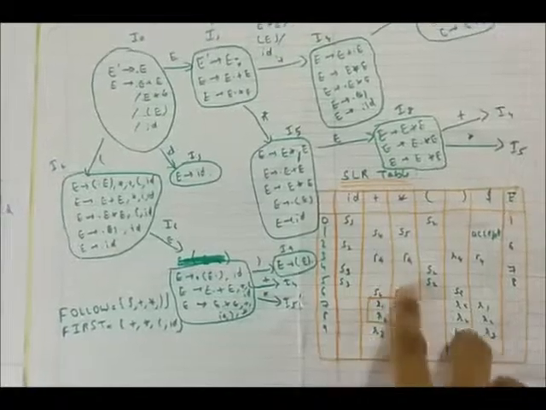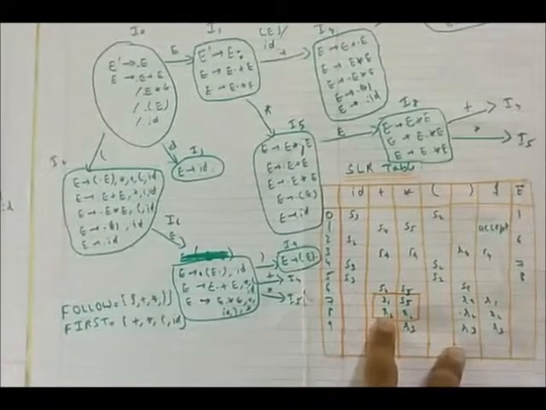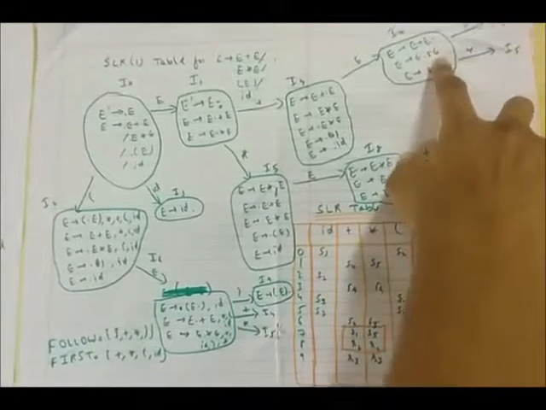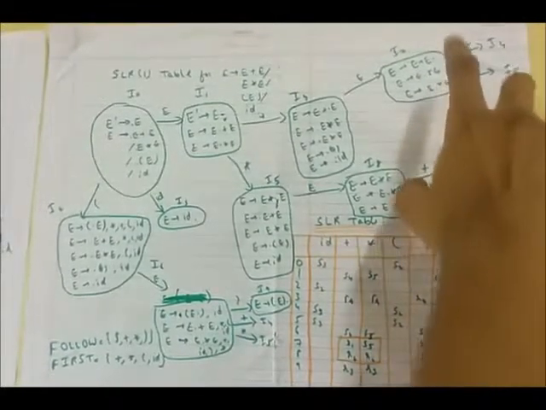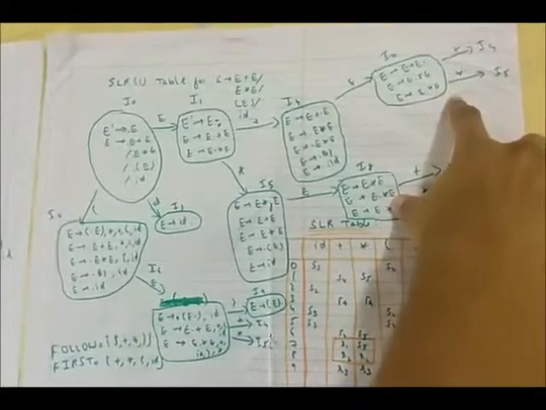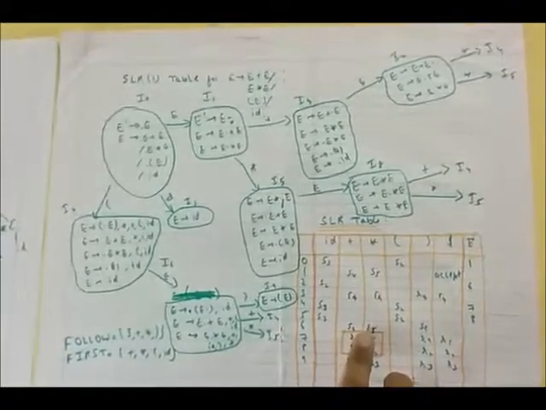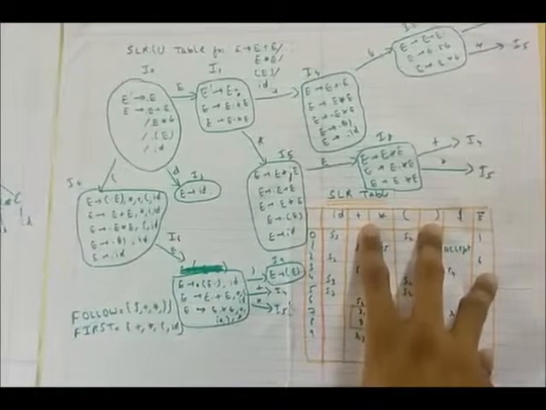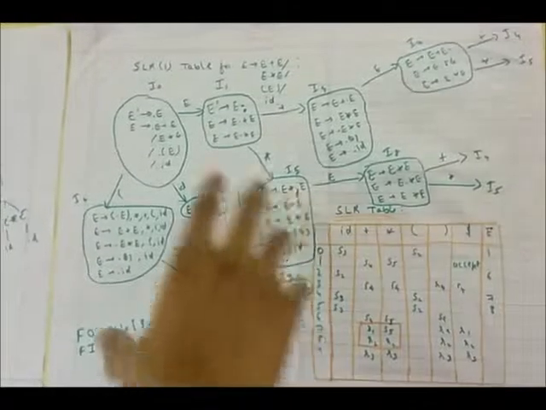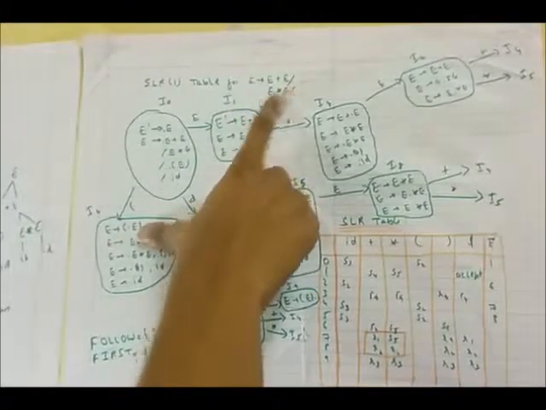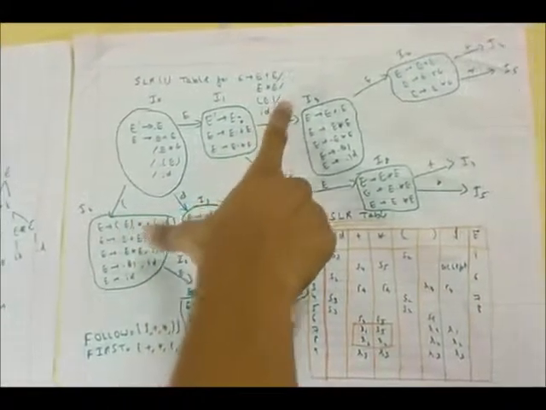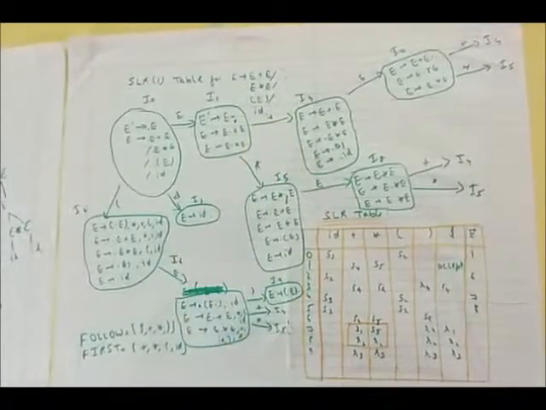And now we can see that here there is a box, that is the conflicted area where I7, I8 are the same because both contain the same values. Hence we say it is an RR SR conflict. Hence the table is such that an SLR parser cannot compile this grammar, that is E gives E plus E, E star E, open bracket E close bracket, and ID.